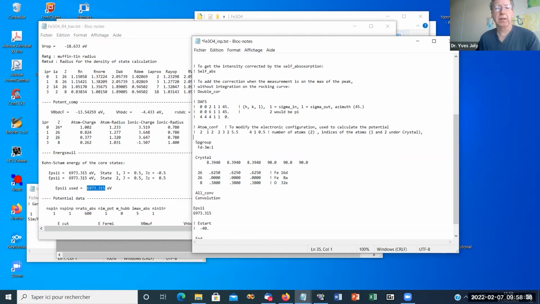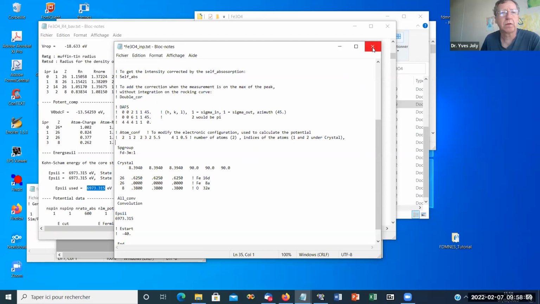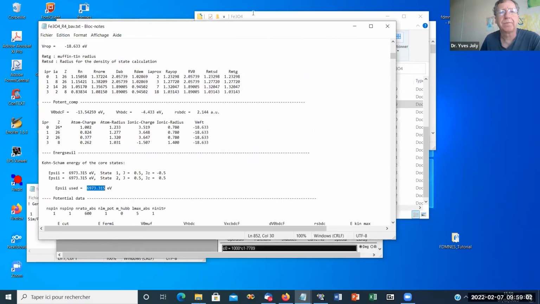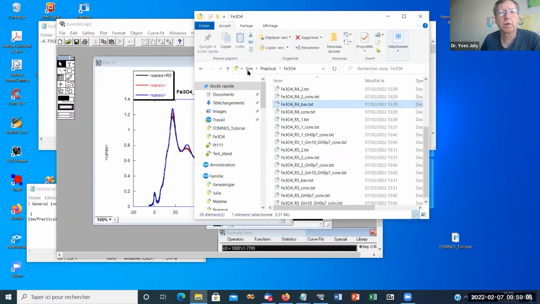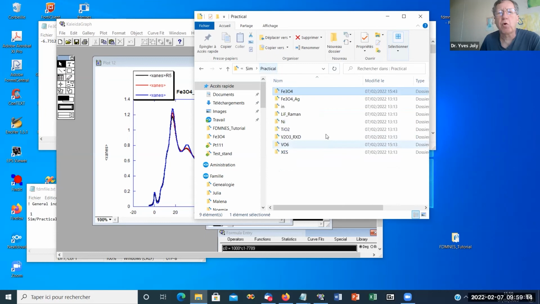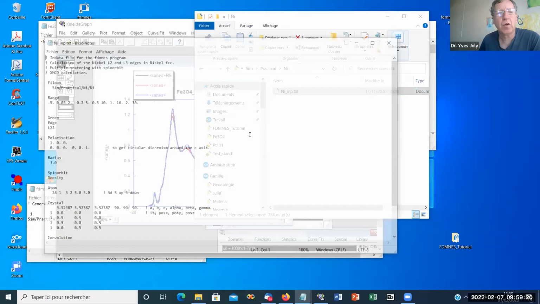Okay. If there are no other questions, maybe I could mention how to make a calculation with some magnetism. I don't know if some of you are interested in this or not. Oh, well, I have a very simple example, nickel. Simple nickel.